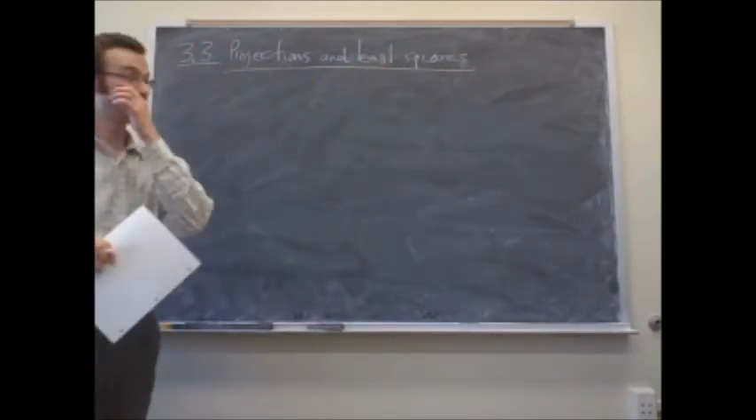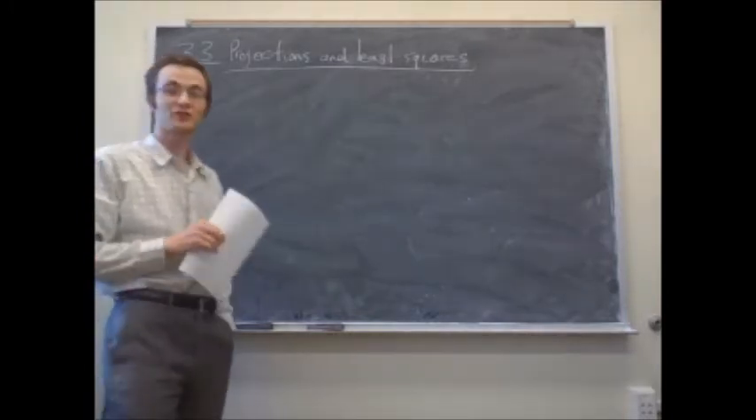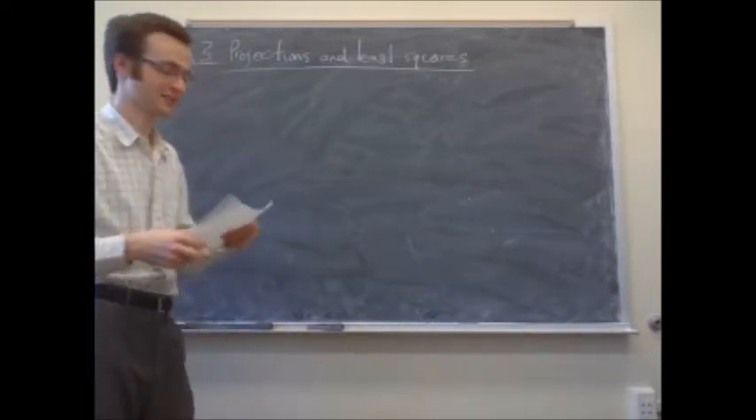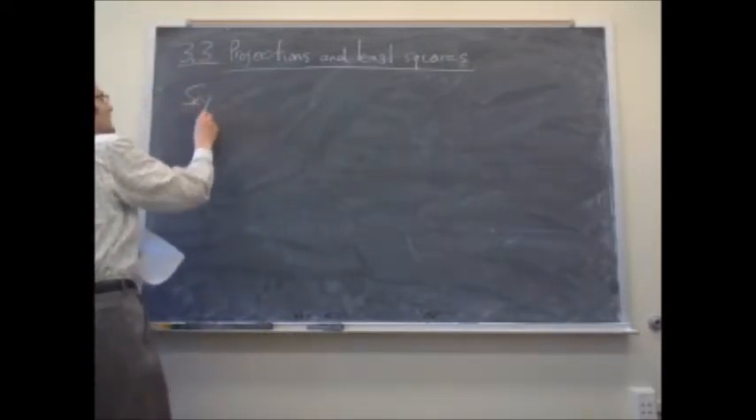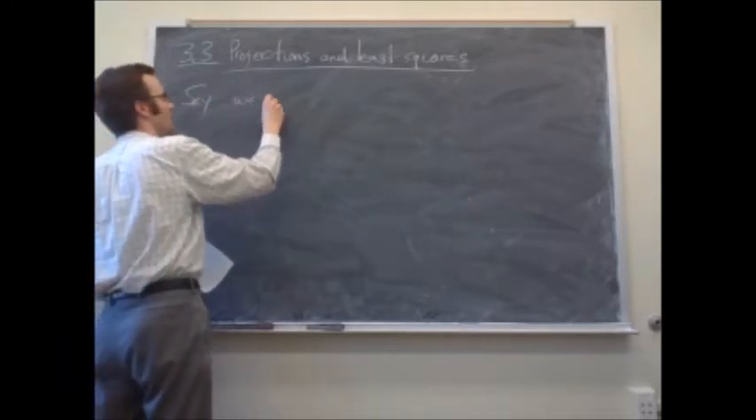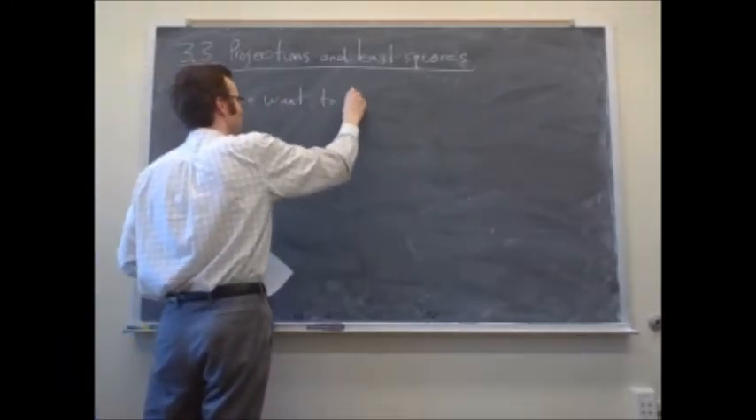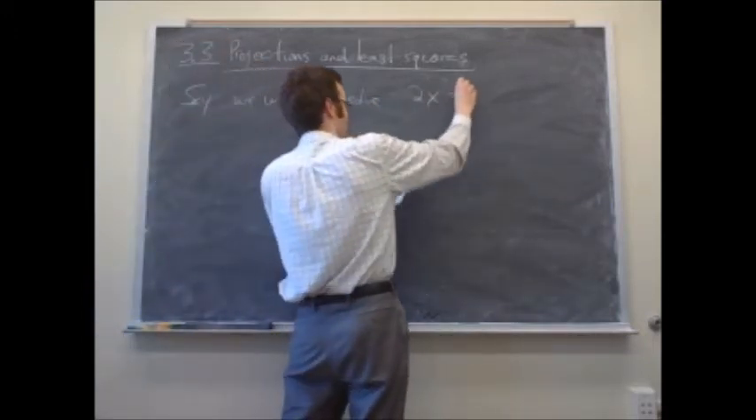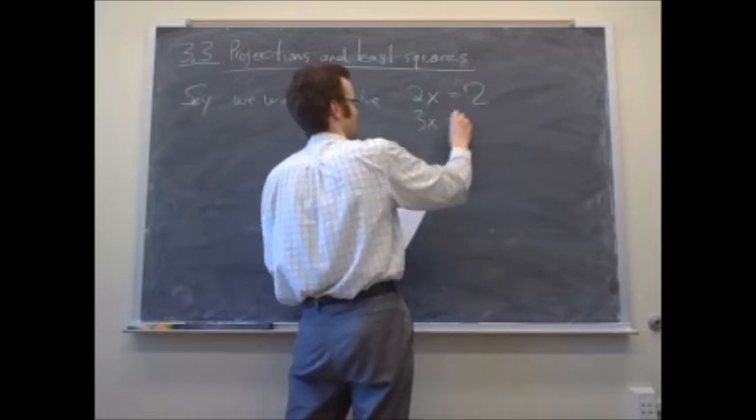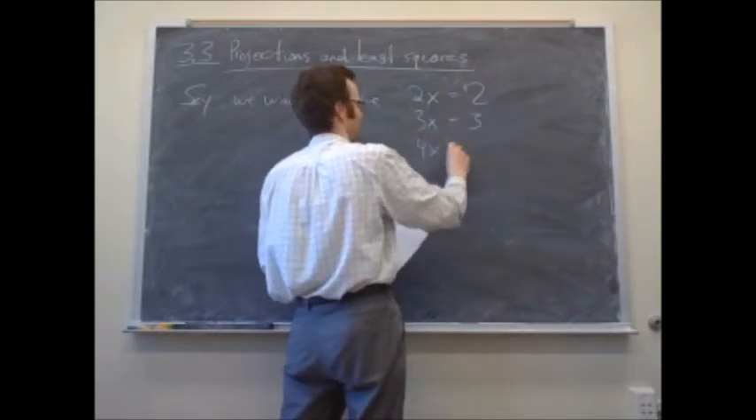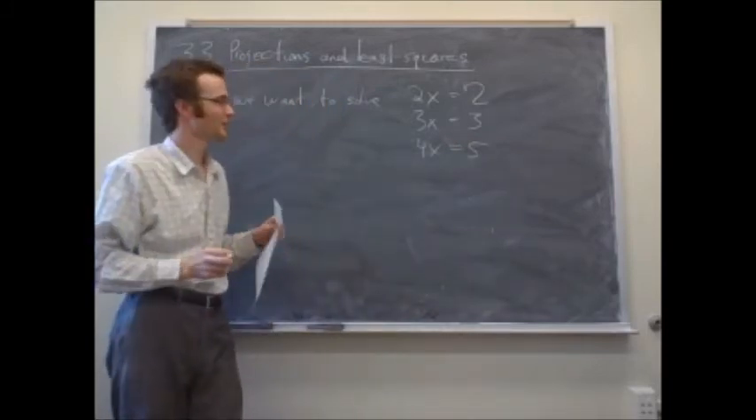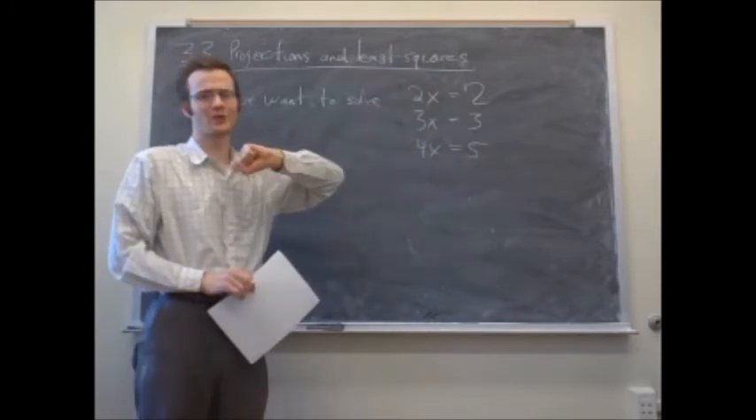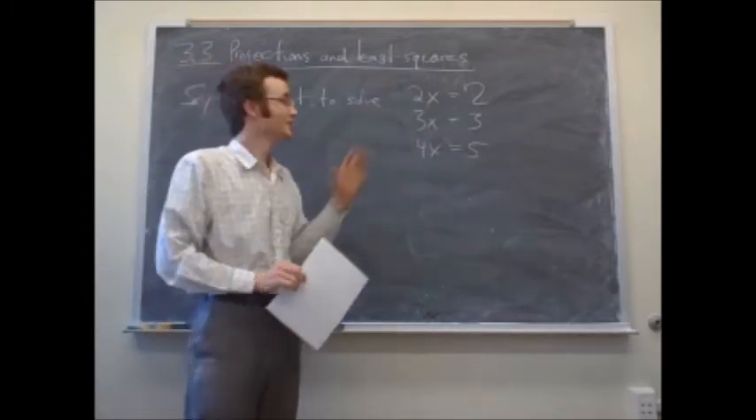So the next topic is 3.3, which is about projections and least squares. Let's just give an introduction to the least squares problem. So say we want to solve something that doesn't have any solution. Let's say 2x equals 2, 3x equals 3, and 4x equals 5. Now, clearly this has no solution because these two require x equals 1, and this one requires x equals 1.25, so there is no solution.